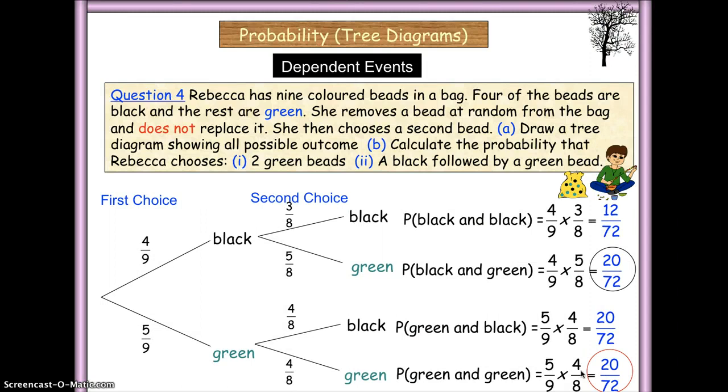Here you go. So for 2 green beads, here's the green and a green, so 5/9 times 4/8, it should give you 20 out of 72. That's the probability. A black followed by a green, that's 4 over 9 times 5 over 8, so the answer should be 20 out of 72. Now, you need to have a tree diagram because it asks you to draw a tree diagram. Okay, I hope that you solved it correctly.